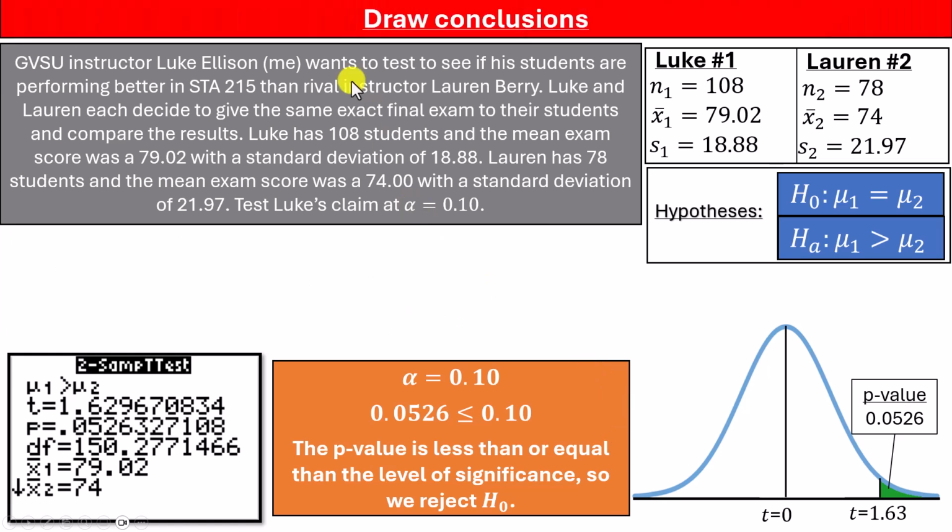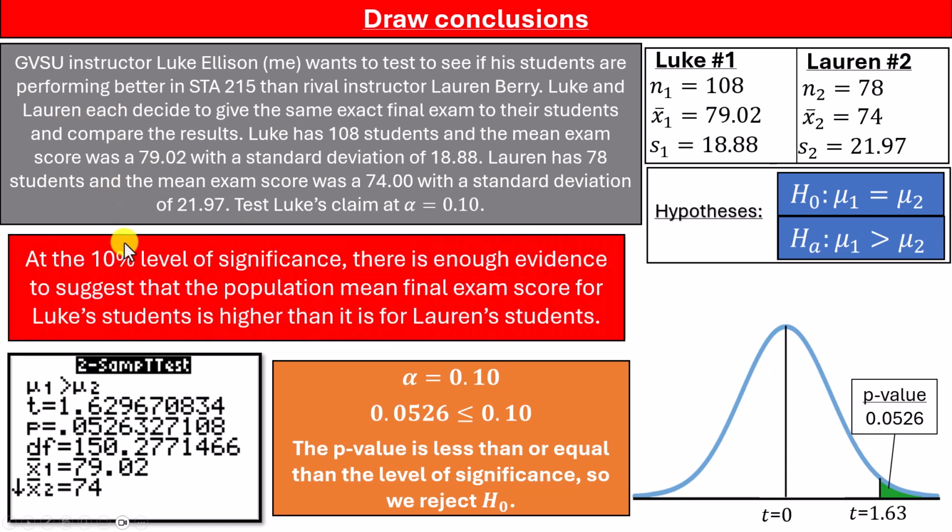Okay, finally we can do the draw conclusion step, which really just amounts to filling in that template statement. So that conclusion will be at the 10% level of significance, there is enough evidence, since we rejected the null hypothesis, we say there is rather than is not, to suggest that mu sub 1 is greater than mu sub 2. Mu sub 1 is, of course, the population mean final exam score for Luke students, and we have enough evidence to suggest that that is higher than it is for Lauren students. And that completes the independent t-test.